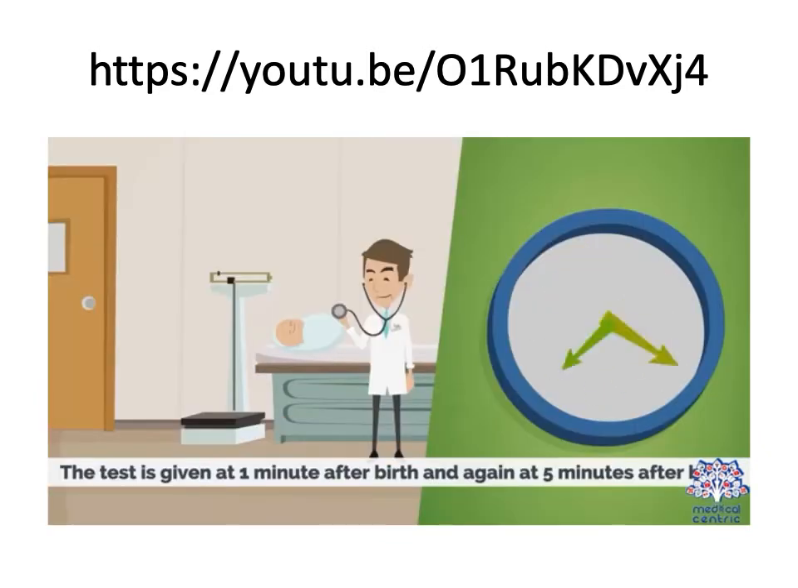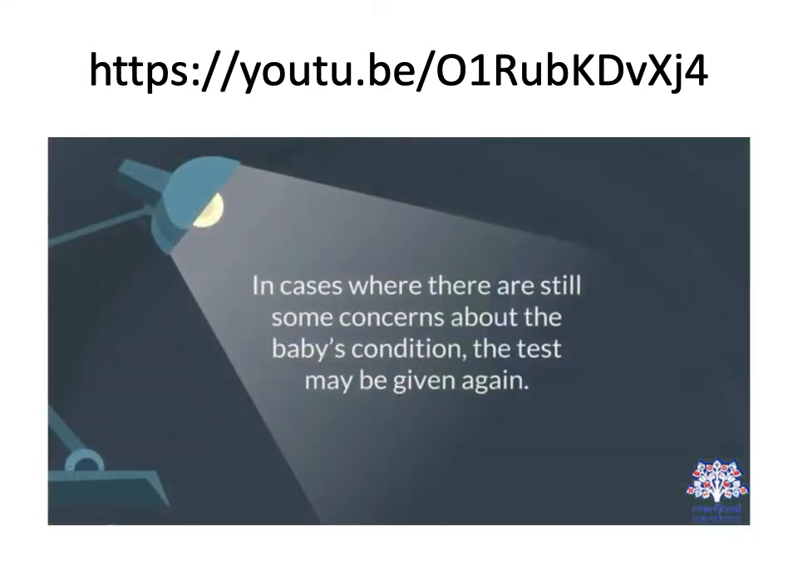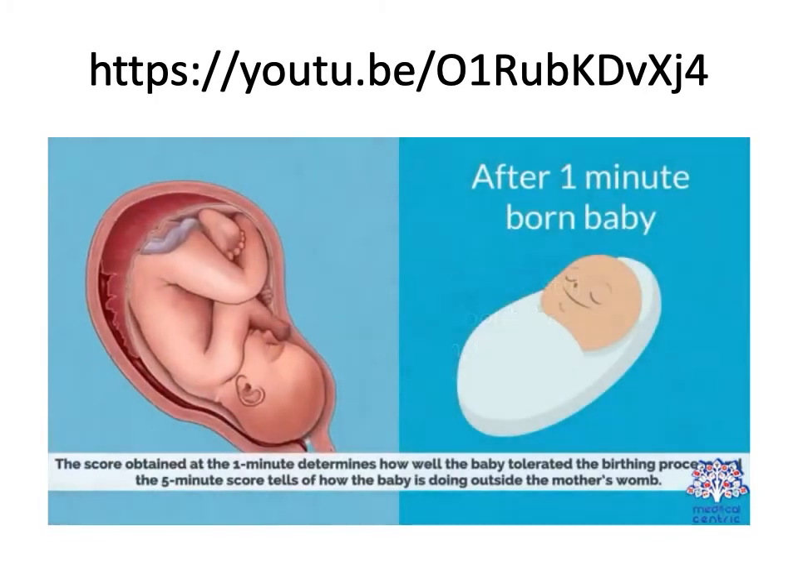The test is given at 1 minute after birth and again at 5 minutes after birth. In cases where there are still some concerns about the baby's condition, the test may be given again. The score obtained at the 1-minute mark determines how well the baby tolerated the birthing process, and the 5-minute score tells of how the baby is doing outside the mother's womb.